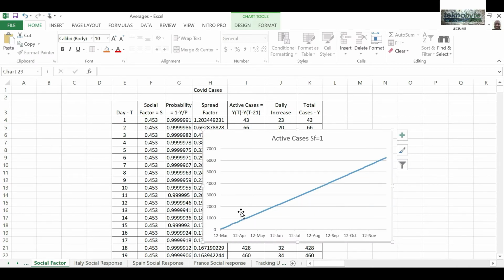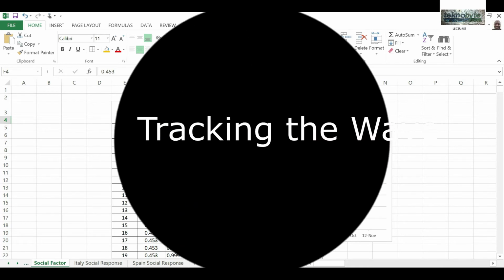So at 0.4, you saw that actually the cases are dying down. At 0.5, they're still moving up. But at 0.453, that's a border value. So it should be our target so that we can actually kill the wave. So once we attain that and below, then we know that the wave is actually going to die out.